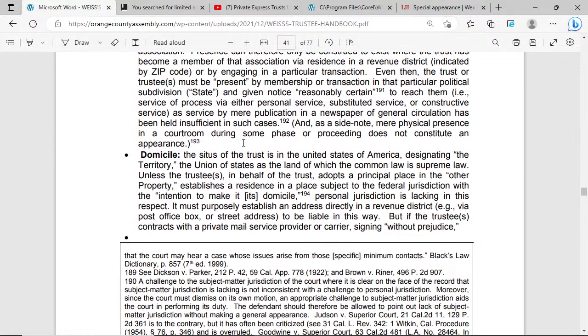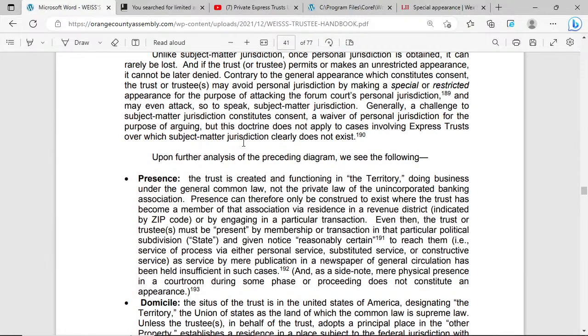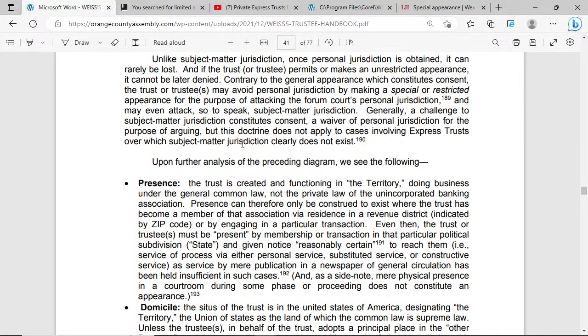Okay. Anyways, challenge personal jurisdiction first. I would always challenge personal first. That's just to be safe, because that's the one that you can give away the easiest. You can't give away subject matter jurisdiction.